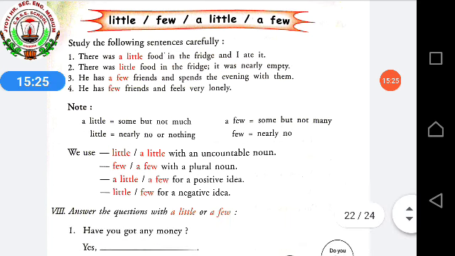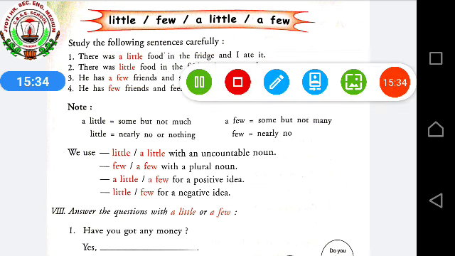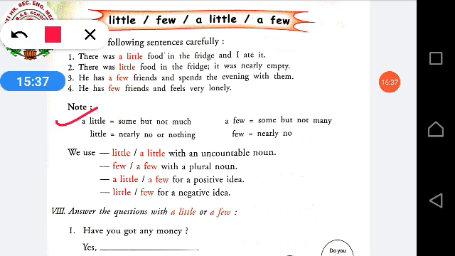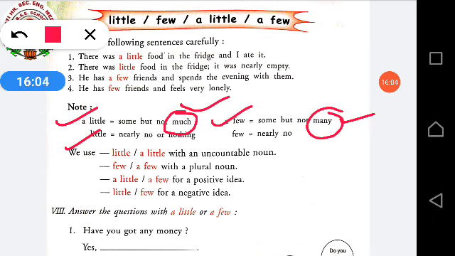Understood? Then see, a note is also given. A little, some but not much. Little, nearly no or nothing. So, when we are using a little, it means some, a bit, not much, is it? And little means nearly no or nothing. A few also means some but not many. See children, much we are using for uncountable nouns and many we are using for countable. By this you can understand, okay? This one is plural, that one is uncountable. Few means nearly no.